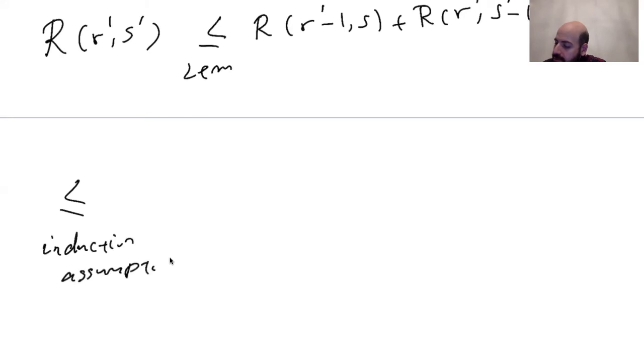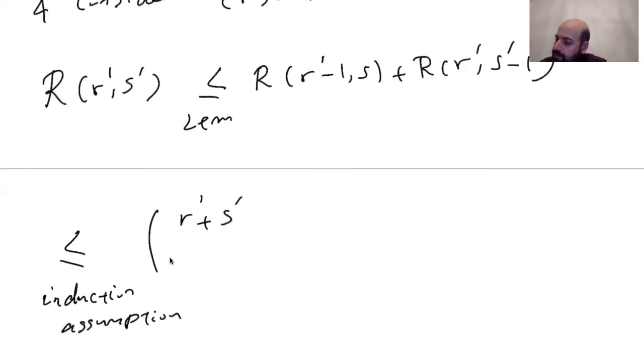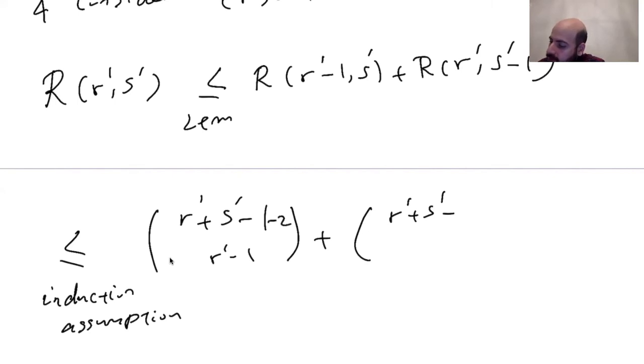R prime plus S prime minus 1 minus 2 choose R prime minus 1 minus 1, plus R prime plus S prime minus 1 minus 2 choose R prime minus 1.